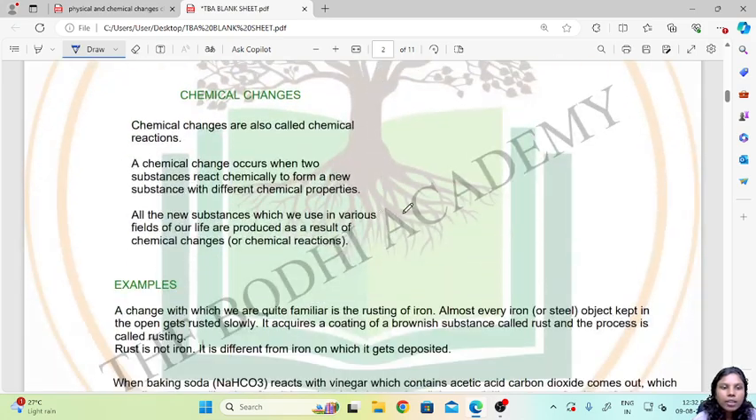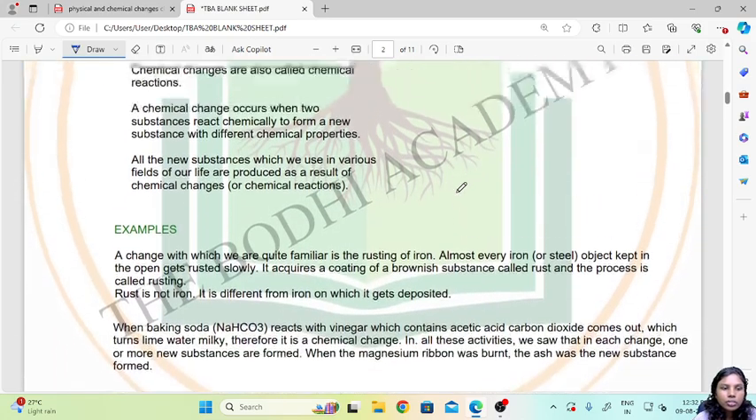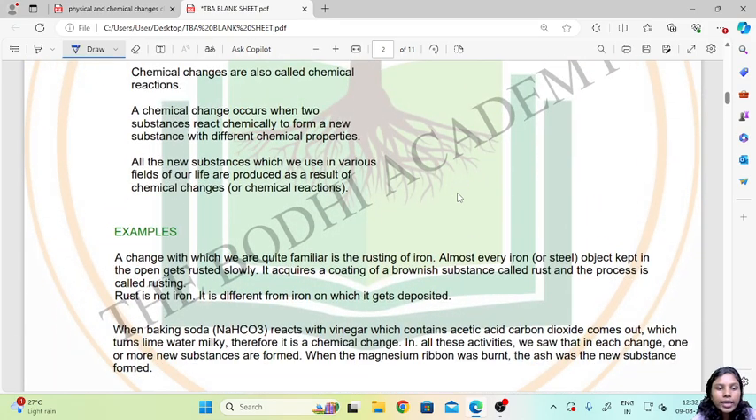Now let's understand what chemical changes are. For that, let's look at some examples. A change which is quite familiar is the rusting of iron. So we all have seen that rusting of iron takes place. Almost every iron or steel object kept in the open gets rusted slowly. It acquires a coating of a brownish substance called rust, and the process is called rusting.